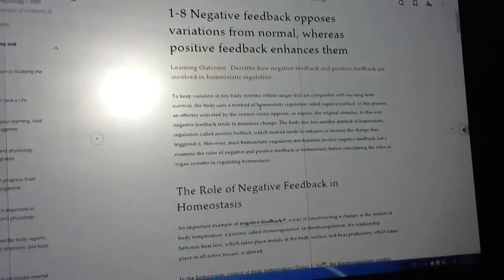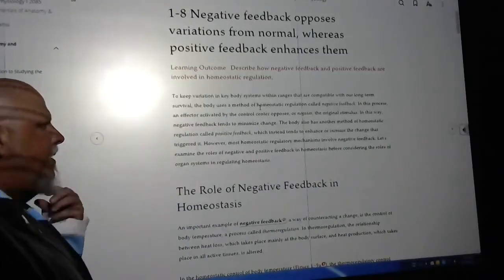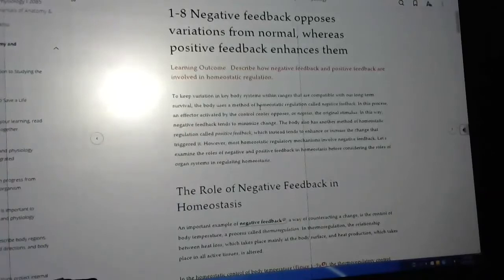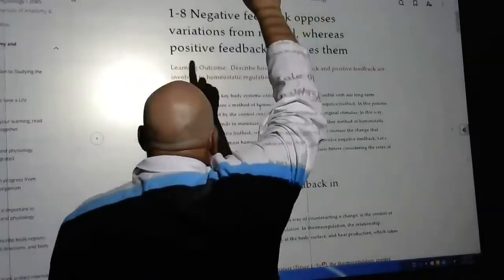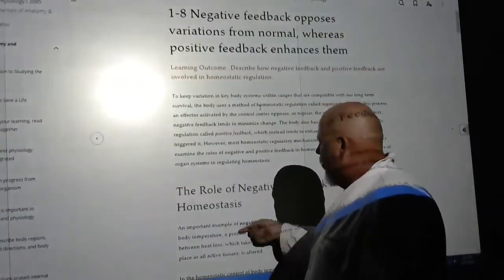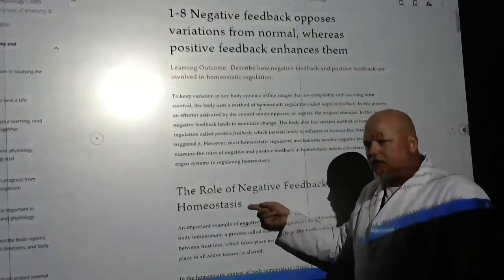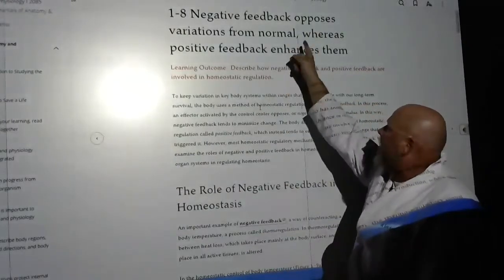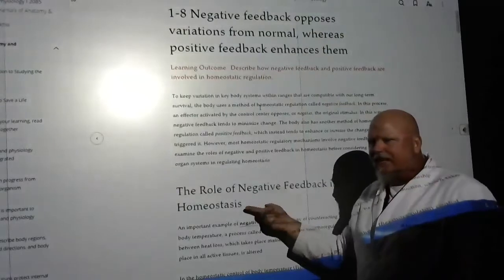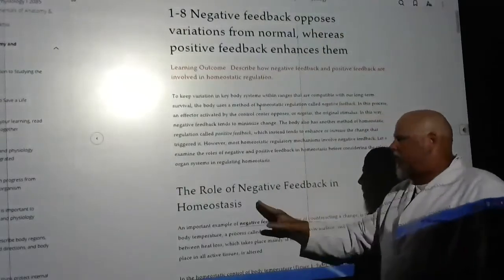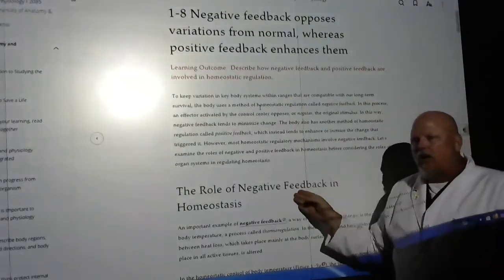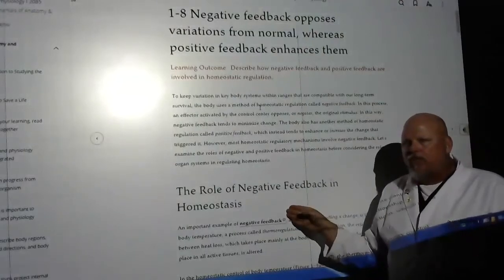So the temperature control in our bodies is a negative feedback loop. Negative feedback opposes variations from normal. Where temperature goes up, we cool down, right? Temperature goes down, we warm up. Opposes variation. Positive feedback exaggerates the condition. Does anybody have a description of what a positive feedback loop would be?